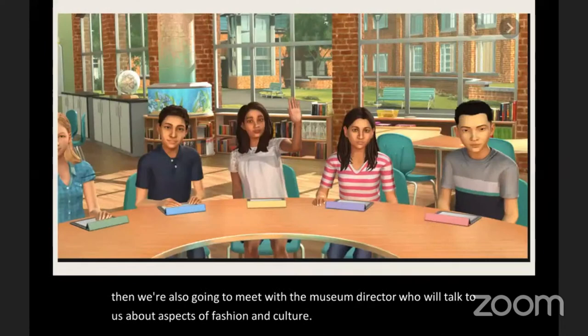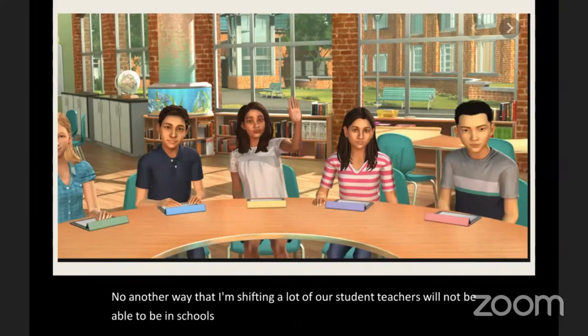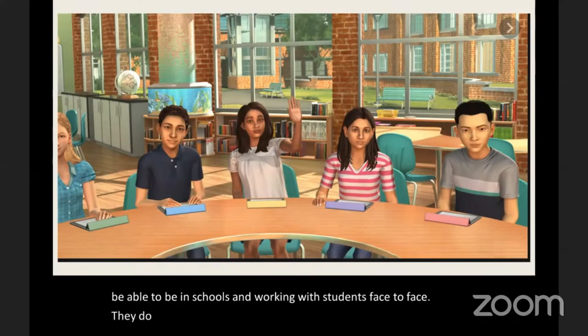Now, another way that I'm shifting, a lot of our student teachers will not be able to be in schools and working with students face to face. They do field experiences and student teachers in all of our courses. And so we're planning now to have them teach remotely. But I also thought it would be really interesting if we would work with simulations. And this is showing one program that uses avatars. These students are avatars that are controlled in movement and voice by actors.